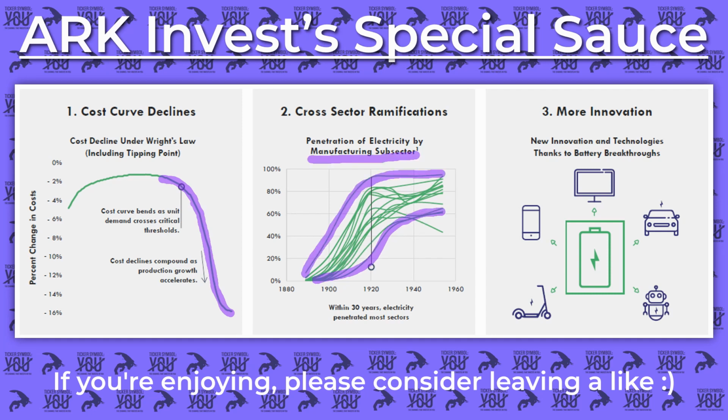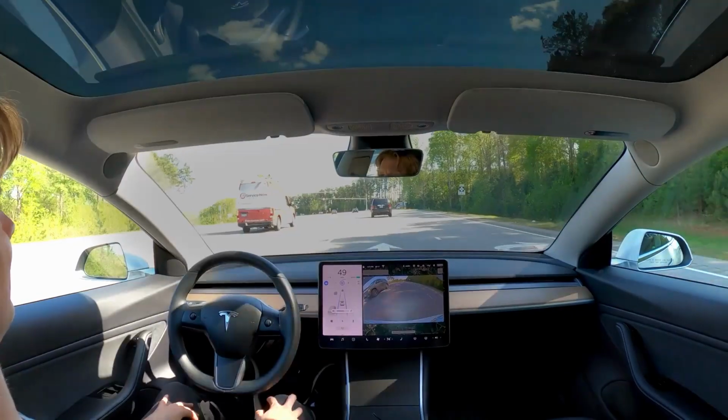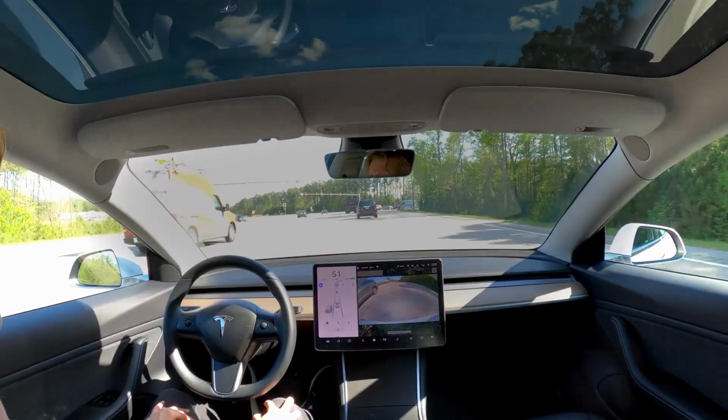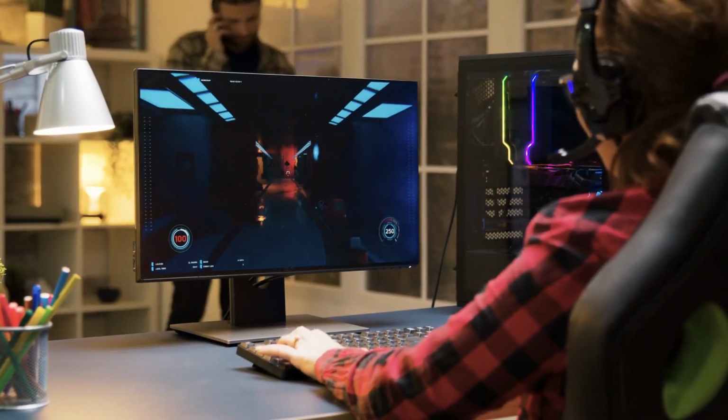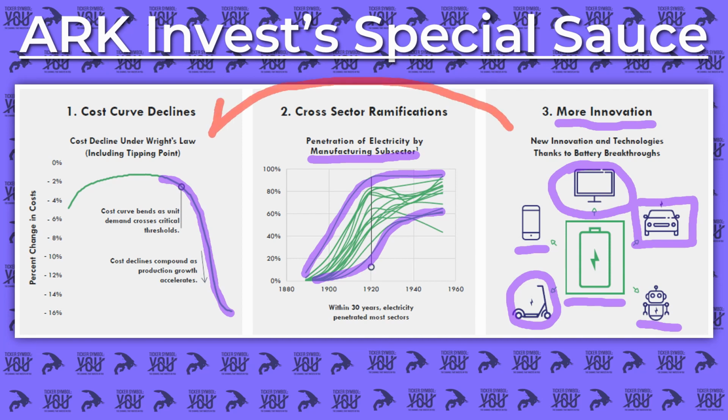The final piece is that there's innovation on top of innovations. Think about all of the technologies that you use today that rely on lithium-ion batteries or integrated circuits. Transportation, communication, advanced robotics, self-driving cars, and entertainment. And now the cycle begins anew, where all these technologies have their own cost curve declines, their own adoption rates, and their own innovations that spawn on top of them.